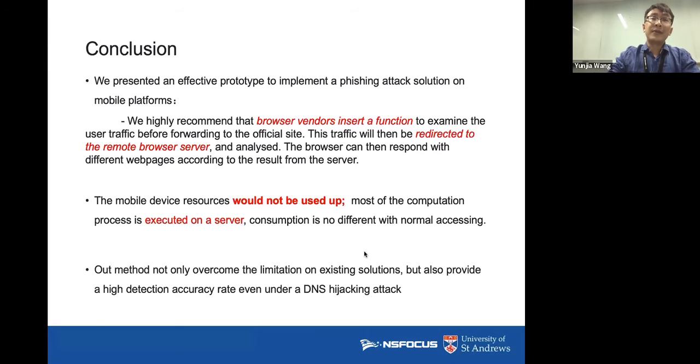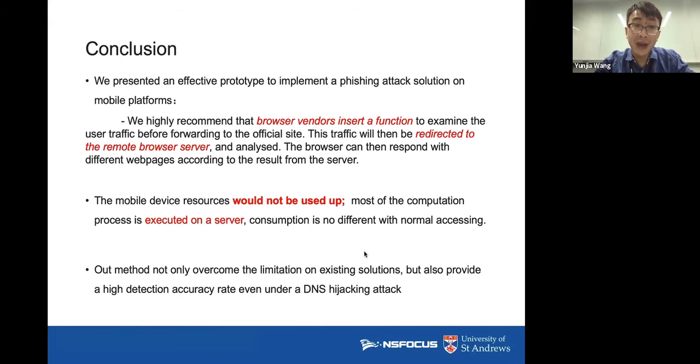So, the conclusion: we presented an effective prototype to implement a phishing attack solution using OCR technology on the mobile platform. We highly recommend that the browser insert a function to examine the user traffic before forwarding to the real site. The traffic will then be directed to the remote server for analysis. The browser can then respond with a different web page according to the results from the server.